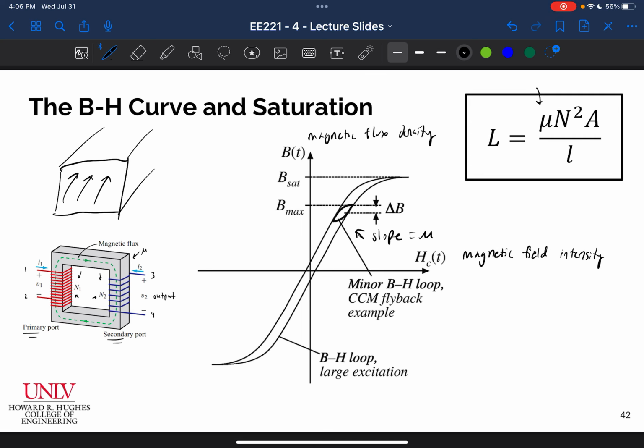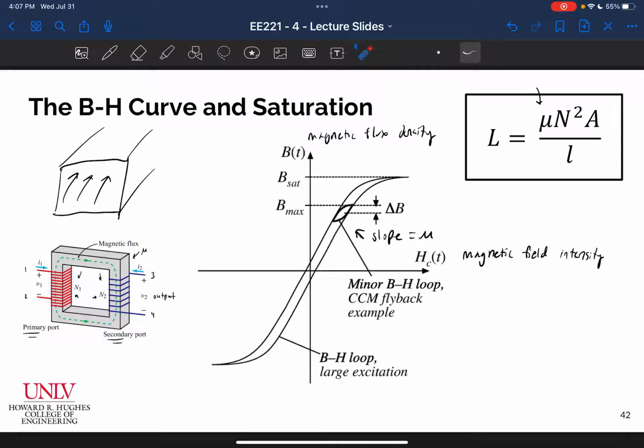And so you can see that because inductance, L, and mu are proportional to one another, then I can say that my inductance is actually just proportional to the slope of this BH curve, right? If I have steeper and steeper slope, that would mean I had higher and higher permeability, and therefore I would get larger and larger inductances. That's why really good magnetic materials with really high permeability can make really good inductors or really high valued inductors.